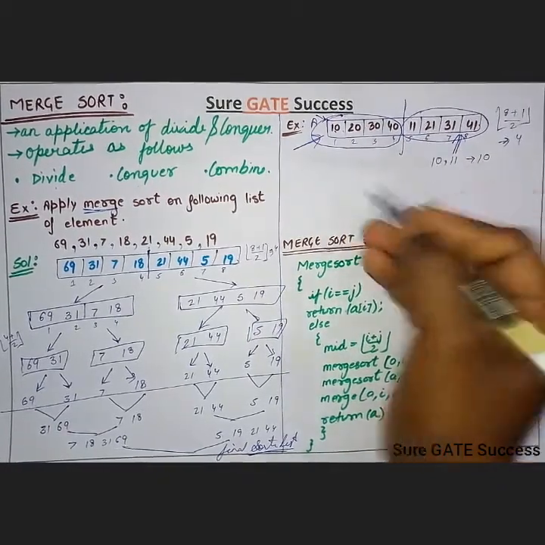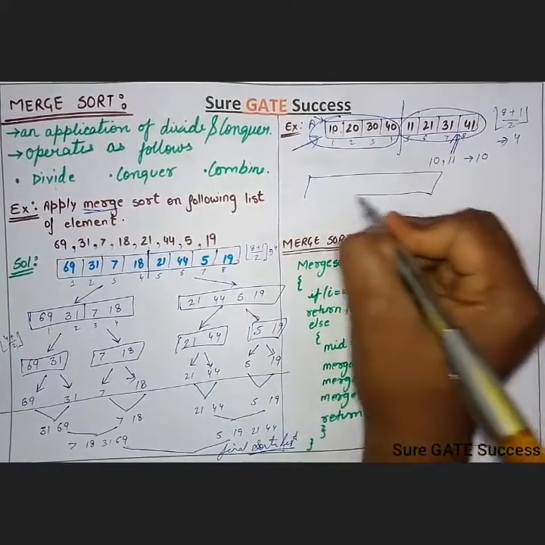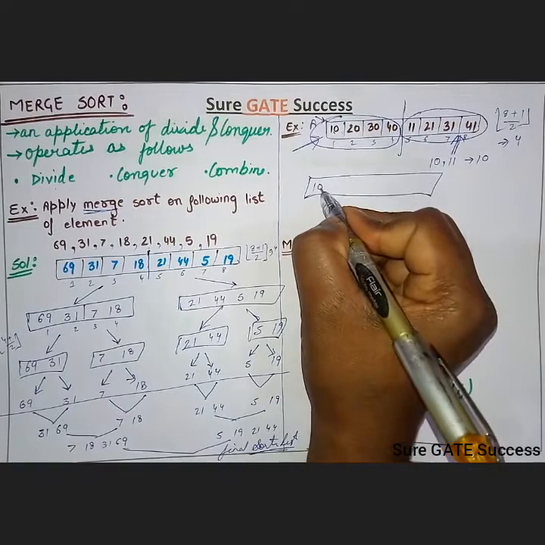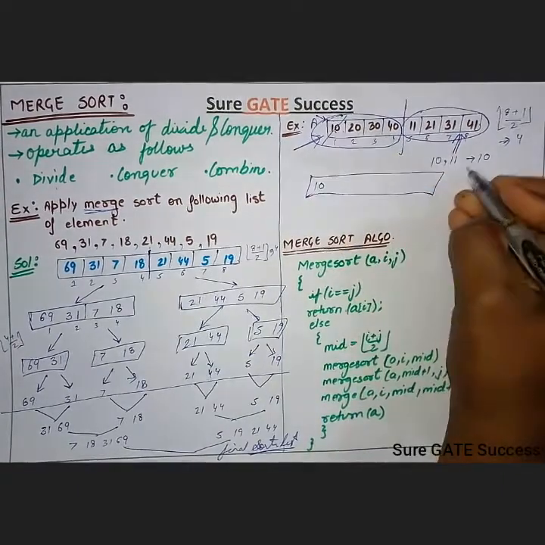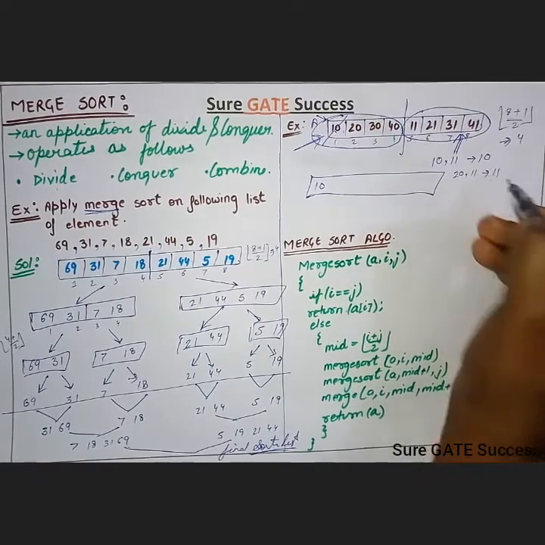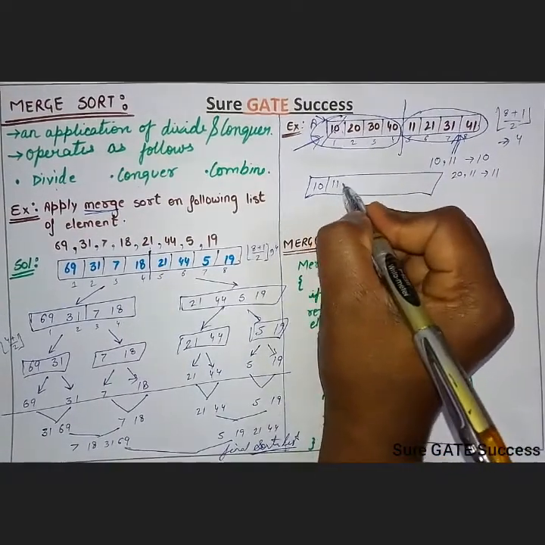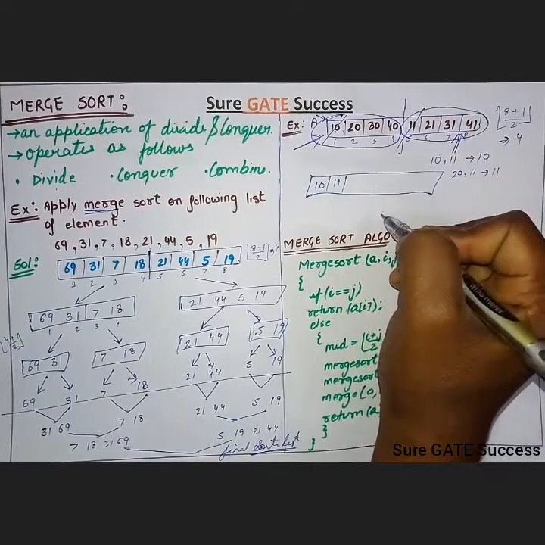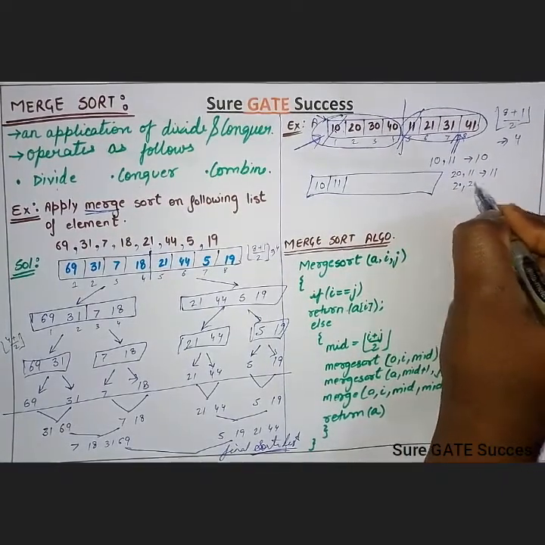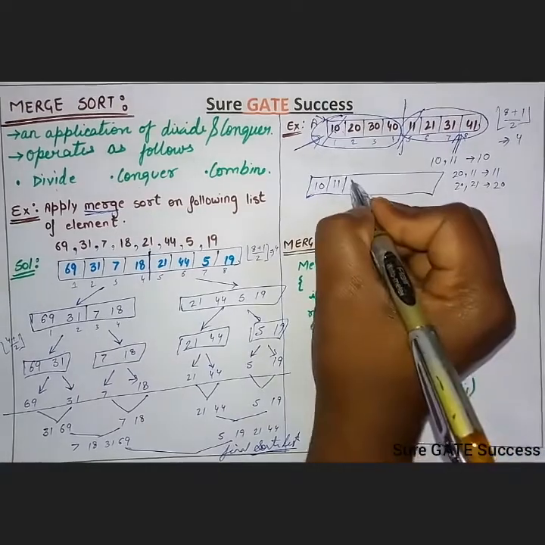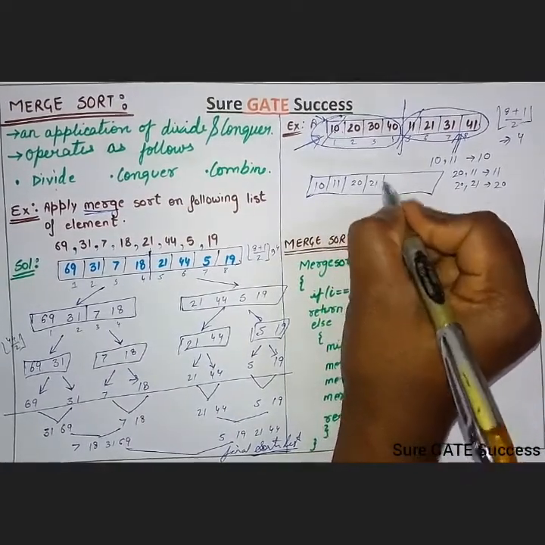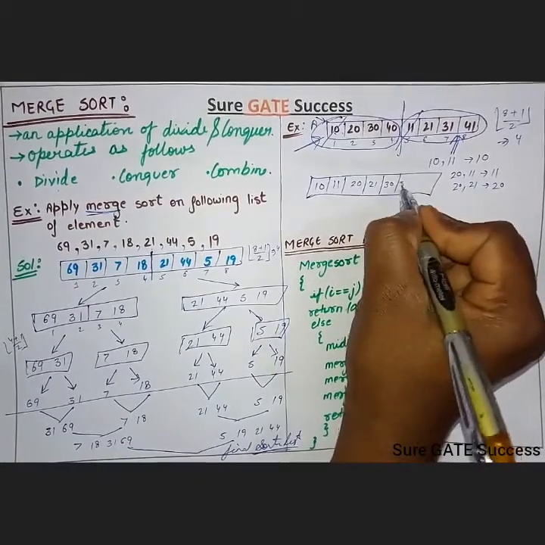What will be the smaller? 10. Let's take another array for writing out the values. 10 will be placed here. Now 20 will be compared with 11. 11 is the smallest one. 11 will be placed here. Now 20 will be compared with 21. So 20 will be here. In the same way, each and every element will be placed like this.